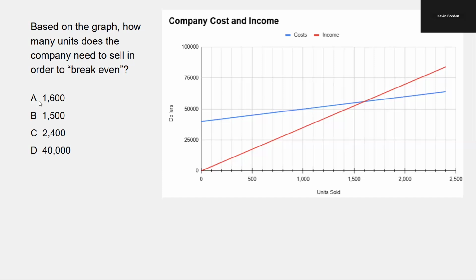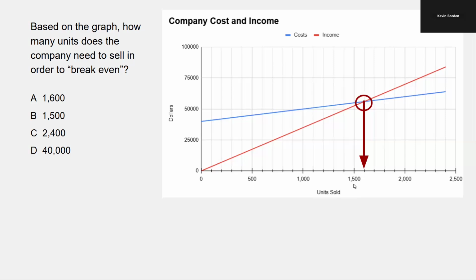So we are looking for the place where those two lines cross on this graph, and it's right there. And then what we want to do is draw an arrow down to the x-axis on our graph, and we notice that at the bottom it says units sold. So these quantities, 500, 1,000, 1,500, are the number of units sold. And we notice that our arrow points in between 1,500 and 2,000.